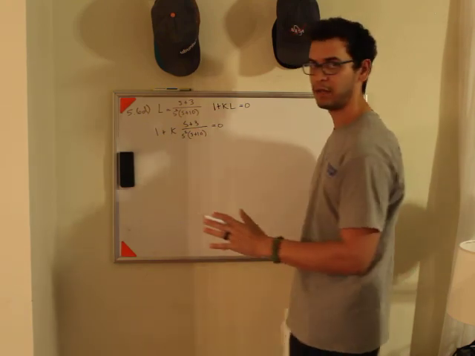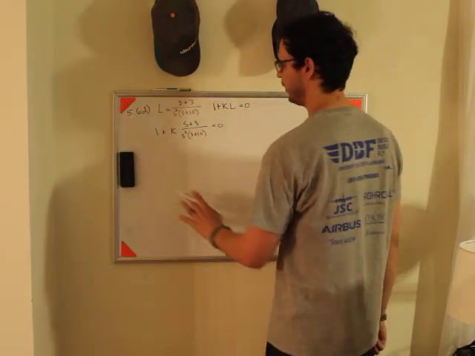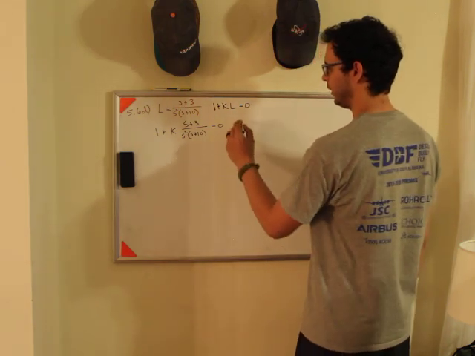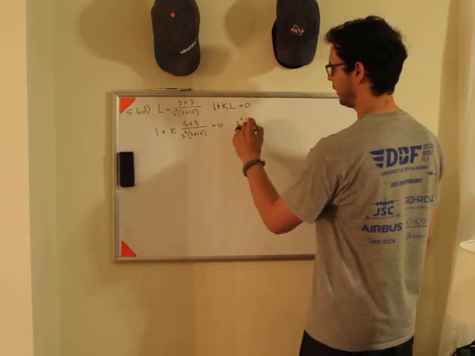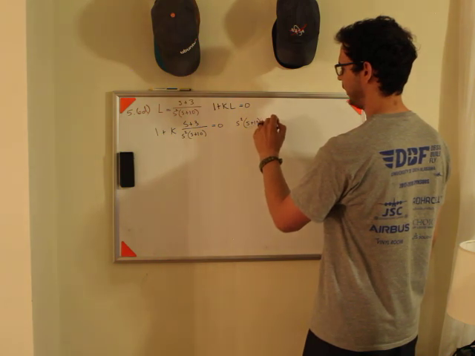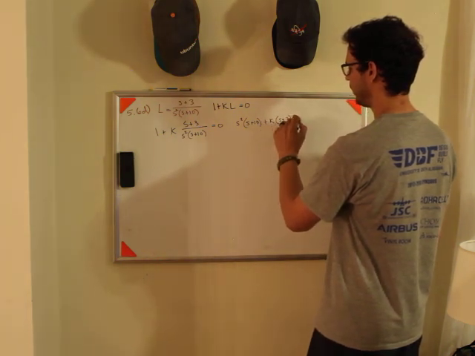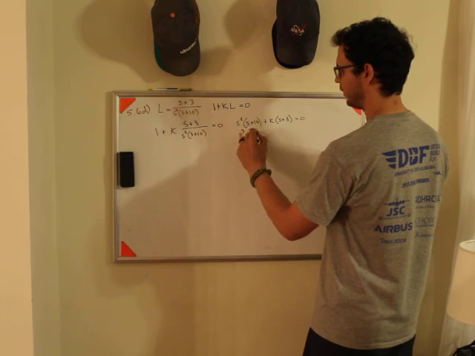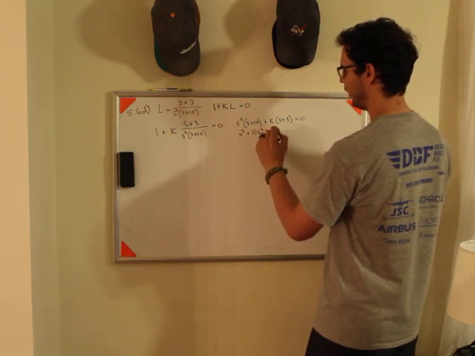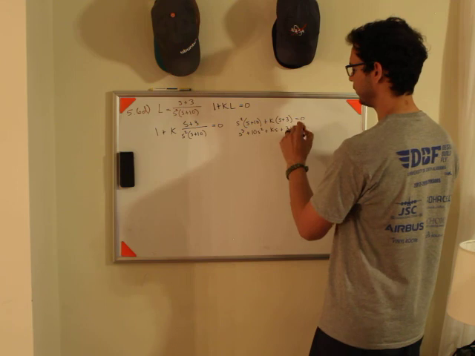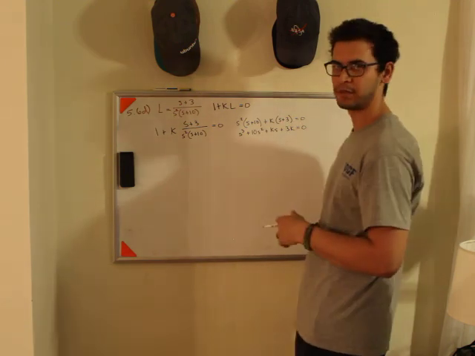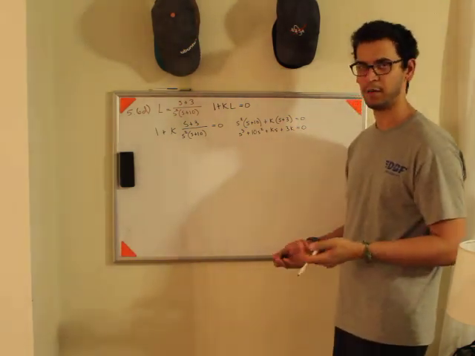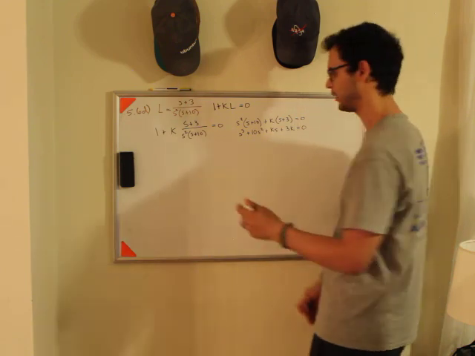And in order to not lose information, I'm going to multiply both sides by S squared (S plus 10). And I'm going to get S squared (S plus 10) plus K (S plus 3) equals 0. And then in order to do a Routh table, I need to factor this out. So I'm going to get S cubed plus 10 S squared plus KS plus 3K equals 0. And I could plug this into a root finder if I wanted to, or I'm just going to go ahead and build a Routh table here.